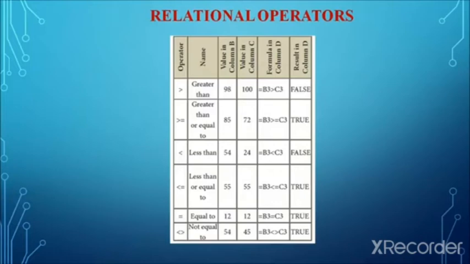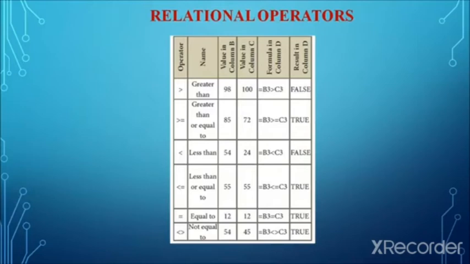Here you can see the formula is created by starting with the equal symbol. So equal to B3 greater than C3. It means 98 greater than 100. So it is false. It returns false. Like that this relational operator works.